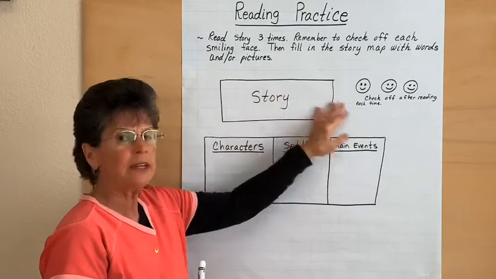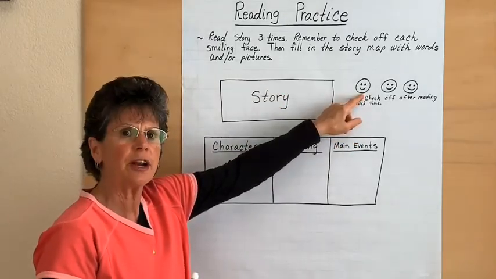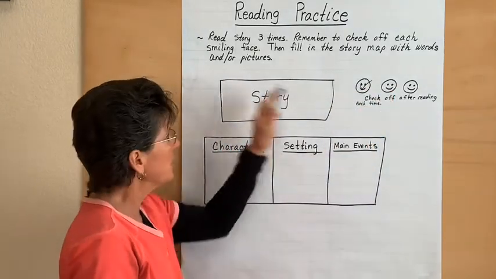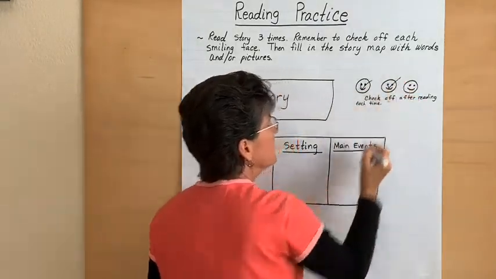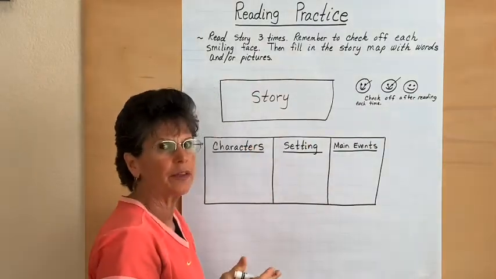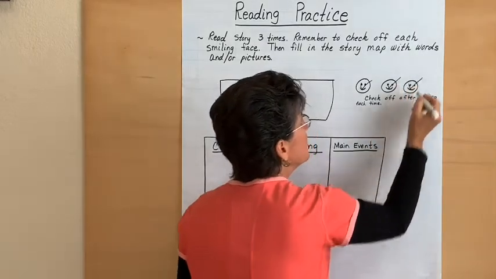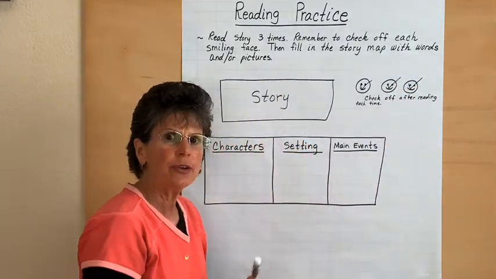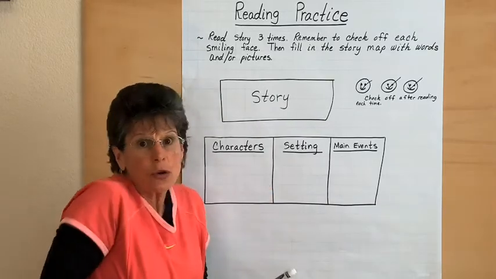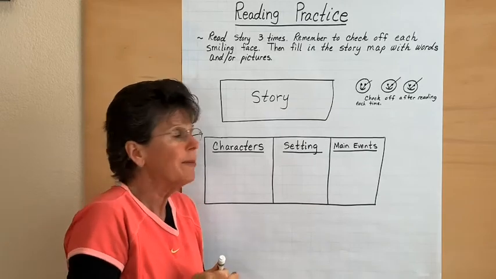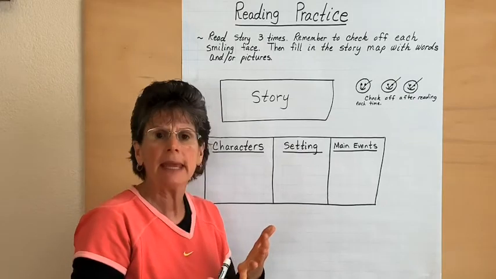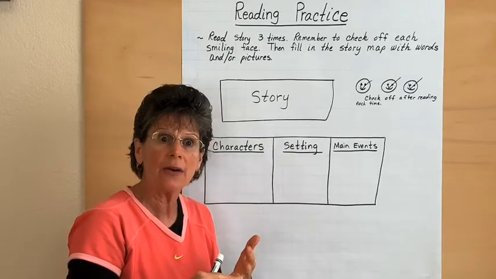Each time you read the story, there's a smiley face right off to the side that you get to check off after you read it. Then you're going to read it again and check it off. And then read it a third last time. You can also read it more than 3 times. Perfectly okay. And check it off. And then you're either going to write or draw your characters in the story. So who was in your story? Who were the characters?